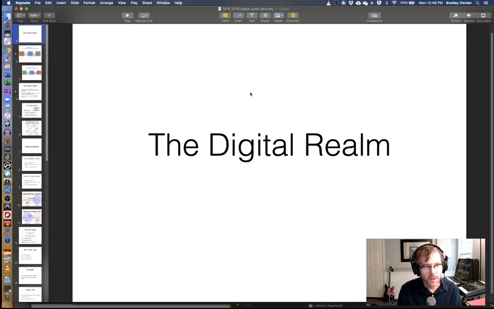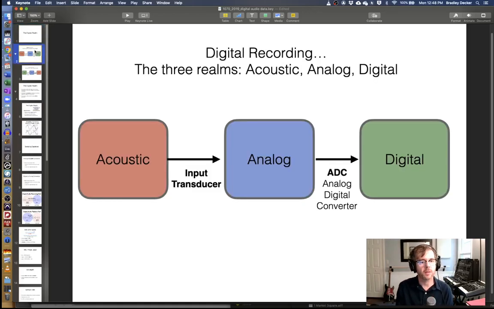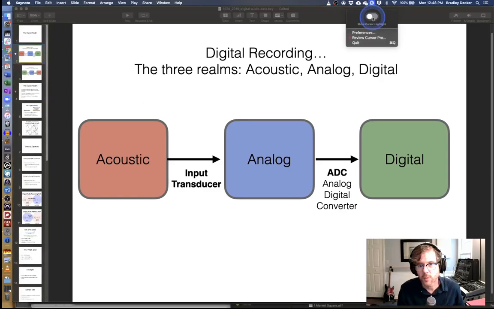Okay, in this video, I'm going to talk through the digital realm and how we make digital audio recordings and how we make digital audio playback happen. We build upon what we learned in Module 1, that there is a transfer of energy from acoustic energy into analog electrical energy. Generally, we are talking about that process, but also we are adding a digital realm to it.